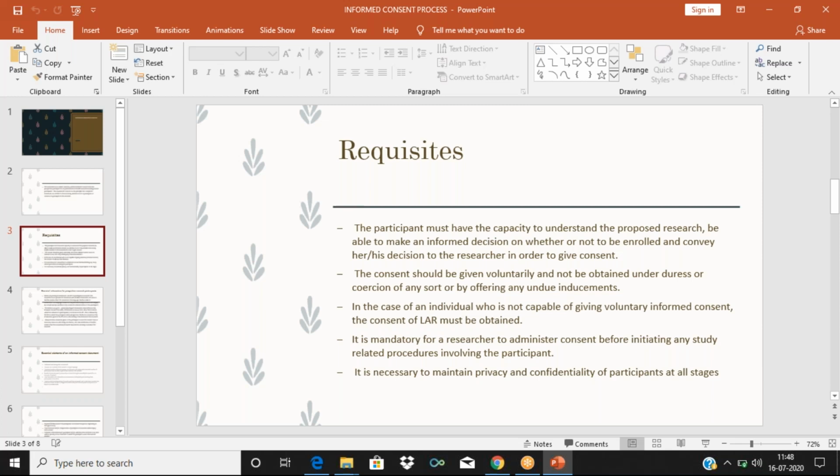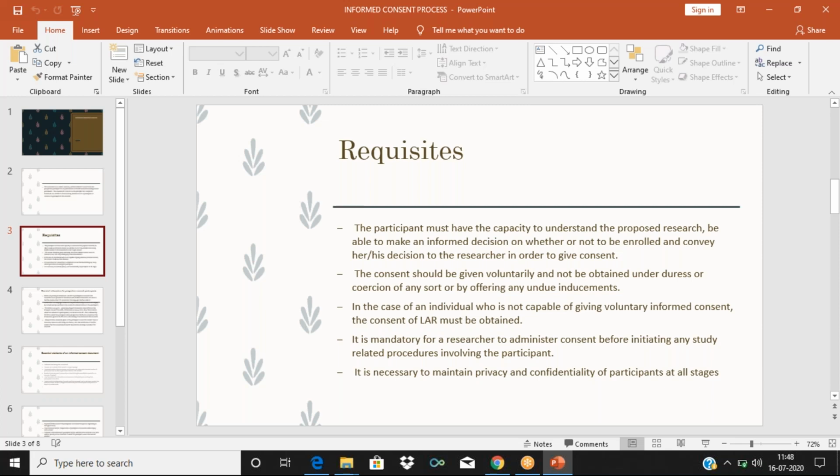Then, in the case of an individual who is not capable of giving voluntary informed consent, the consent of the LAR, the legally acceptable representative, must be obtained. So here it talks about people, if the researcher wants to do research on mentally challenged people, or children, or any patient who is unconscious. In that case, the researcher cannot get consent from them, because they are not competent enough to decide whether to participate, or they are not able to understand. So in that case, the researcher can get the consent from a legally acceptable representative.